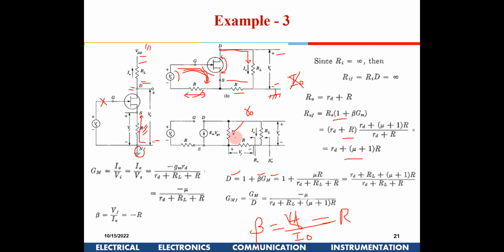Okay, this is from Millman-Halkias. They write it as RD. That is why in our textbook it is written as R0. Is it okay?